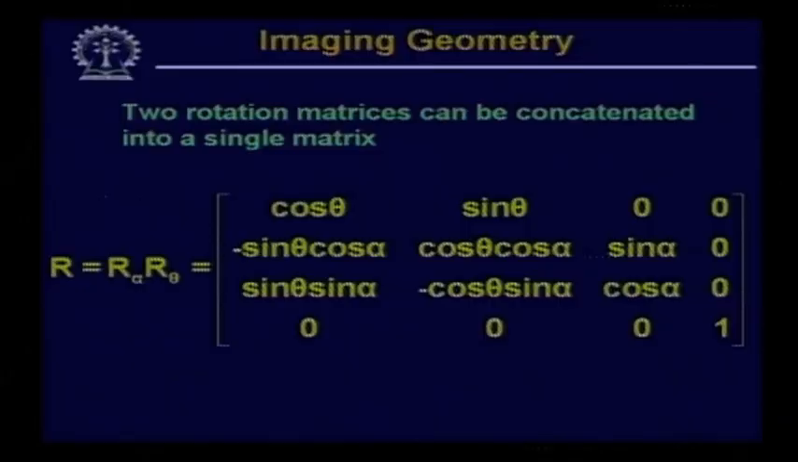So far we have applied one displacement and two rotation transformations, R theta and R alpha. Now, this R theta and R alpha can be combined into a single rotation matrix R, which is equal to R alpha concatenated with R theta, and the transformation matrix R will be given by cosine theta, sin theta, 0, 0, then minus sin theta cosine alpha, cosine theta cosine alpha, sin alpha, 0, then sin theta sin alpha, minus cosine theta sin alpha, cosine alpha, 0 and then 0 0 0 1.